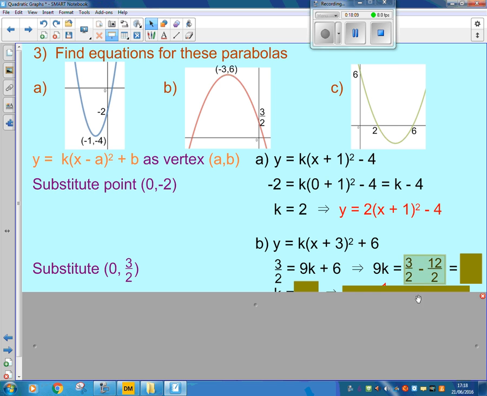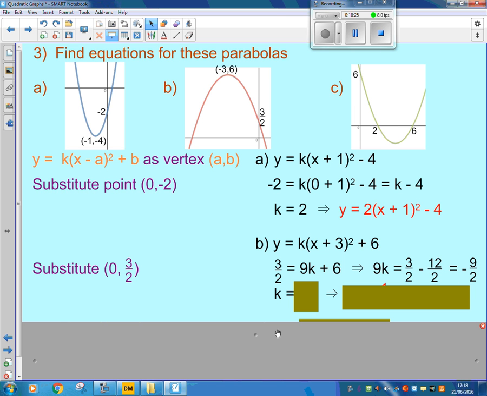Well, if we want 3 over 2 minus 6, we'll turn the 6 into 12 over 2, so we've got a common denominator. So we get 3 over 2 minus 12 over 2, which is just another way of writing a 6. 3 minus 12 is minus 9, so it's minus 9 over 2. So 9 lots of k is minus 9 over 2. 1 lot of k must just be minus 1 over 2, just divide through by 9. So k is minus a half. So this one, y equals minus a half, x plus 3 all squared, plus 6.